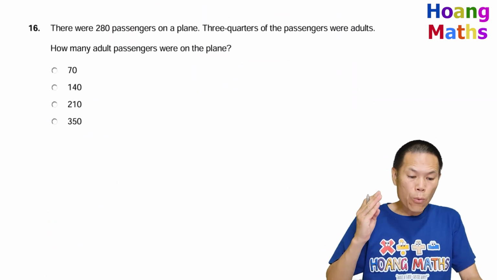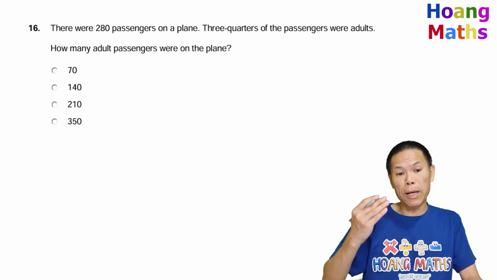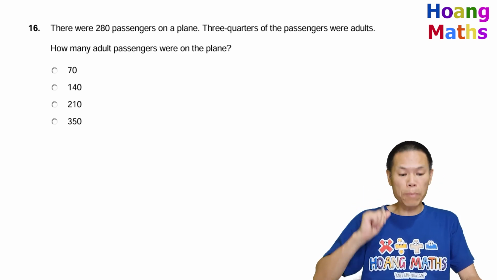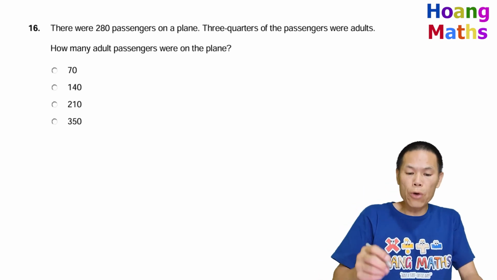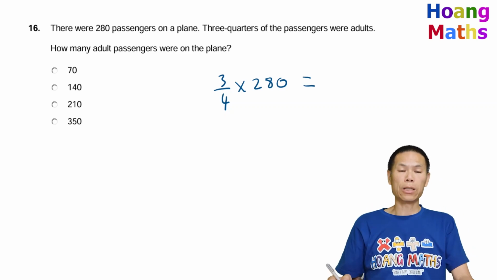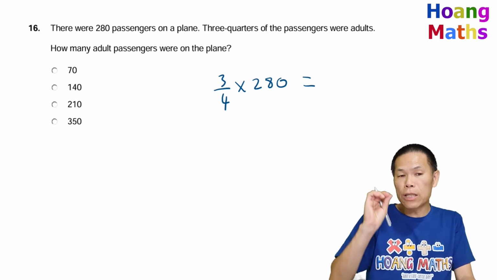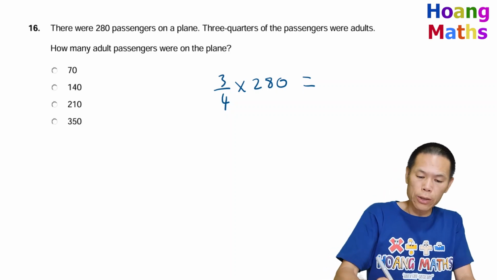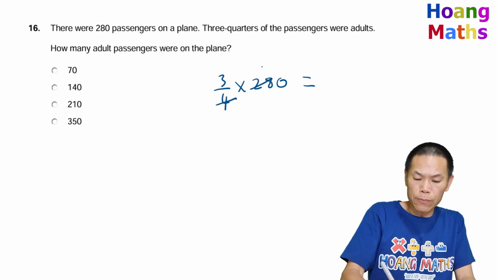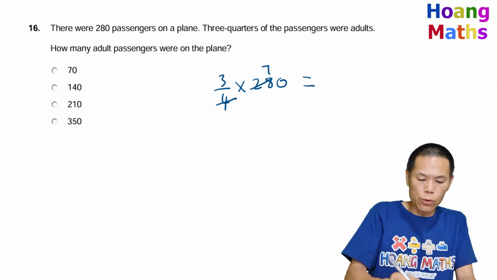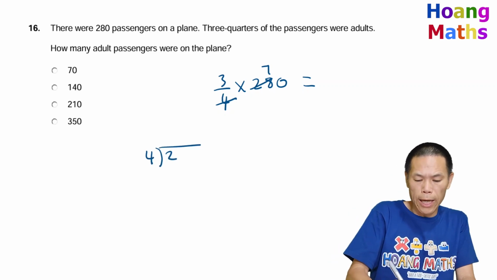16. There were 280 passengers on a plane. 3/4 of the passengers were adults. How many adult passengers were on the plane? So we know that 3/4 were adults. So 3/4 of 280 were adults. That's all. So what we do, we just go 28 divided by 4. 4 times 7 will give me 28, right? So this divided by that is 7. So that is 70. Otherwise, you can just go 280 divided by 4, which is do long division like this, if you wish, okay?